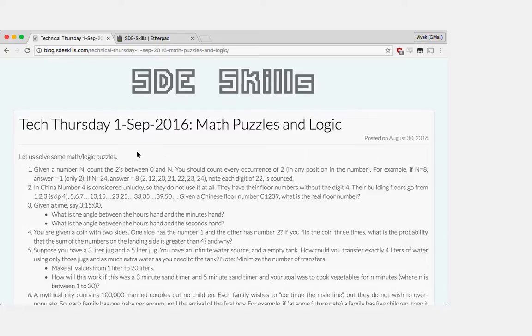So how would you generalize this answer? How would you compute this? Any volunteers?